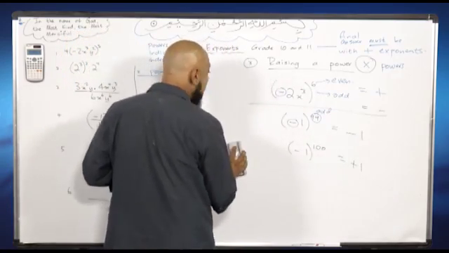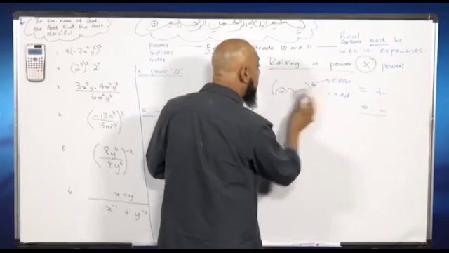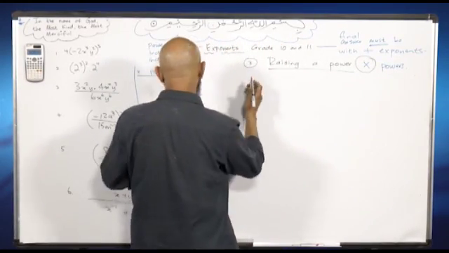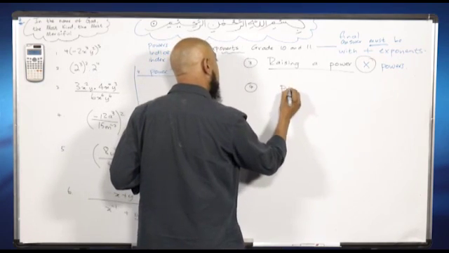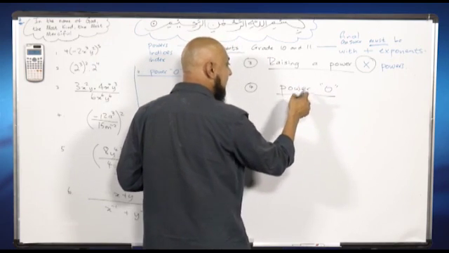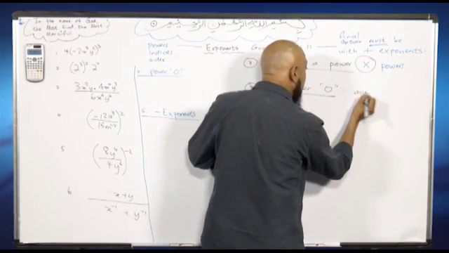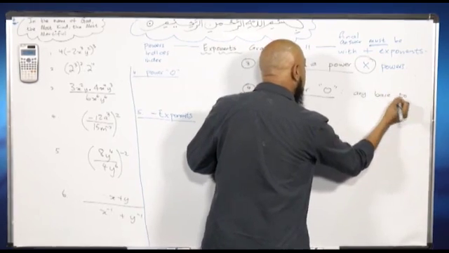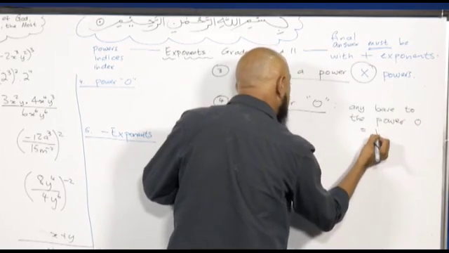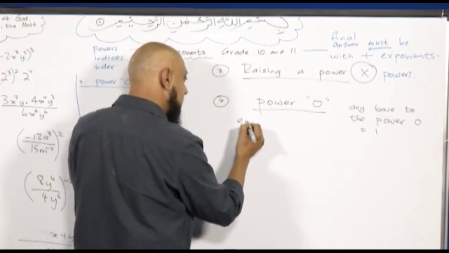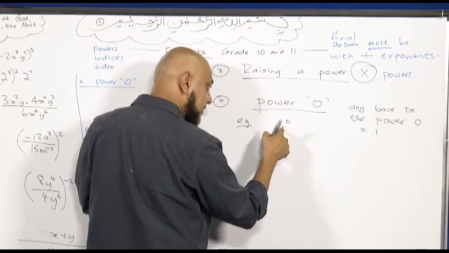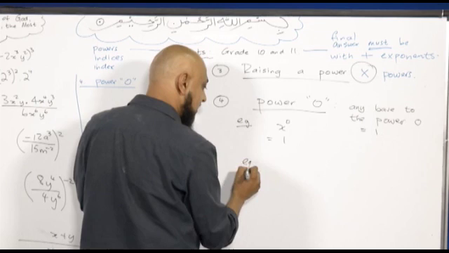Okay, so we've done raising a power to a power, and we multiplied powers. Let's go to our next law, the power 0. Let's write the rule down: any base to the power 0 is equal to 1. What do I mean by that? If I tell you x to the power 0, any base to the power 0 is 1. Let's pick up the pace.